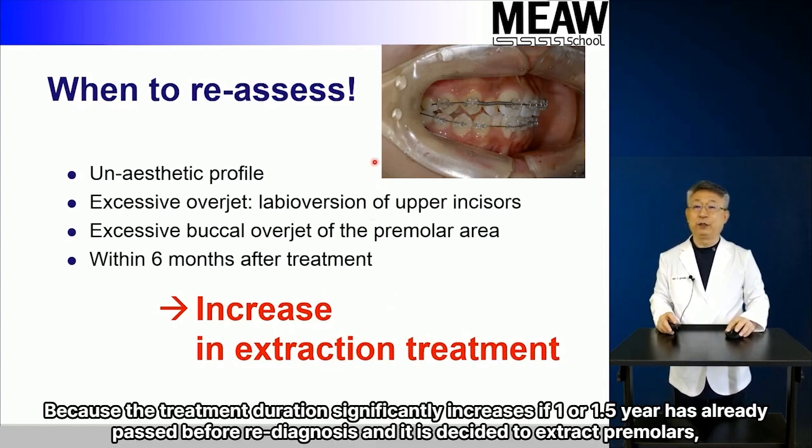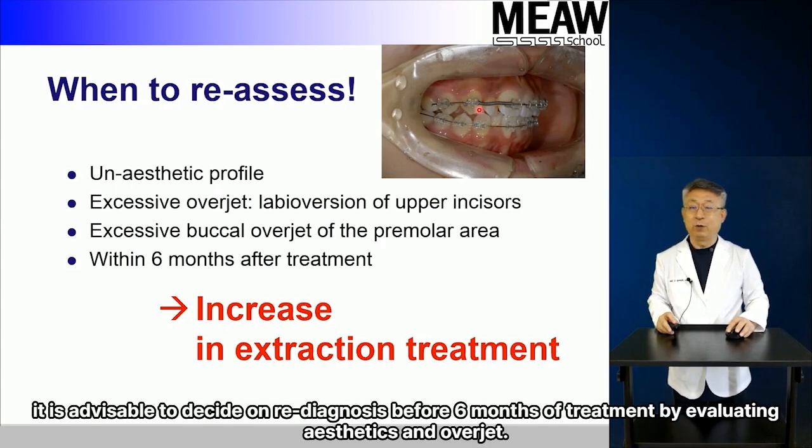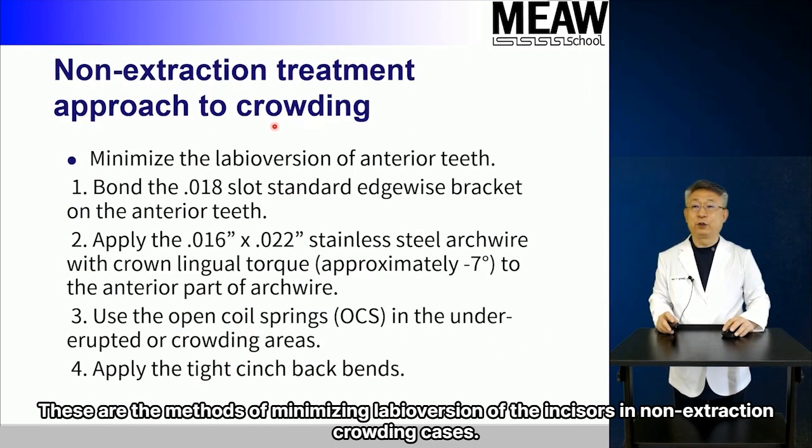Because the treatment duration significantly increases if 1 or 1.5 years have already passed before rediagnosis and it is decided to extract premolars, it is advisable to decide on rediagnosis before 6 months of treatment by evaluating aesthetics and overjet. These are the methods of minimizing labioversion of the incisors in non-extraction crowding cases.